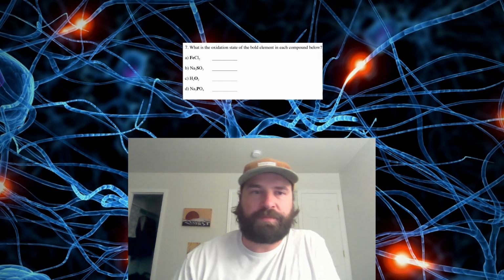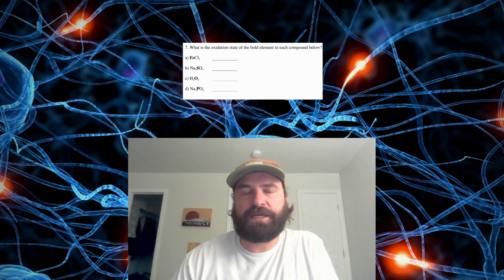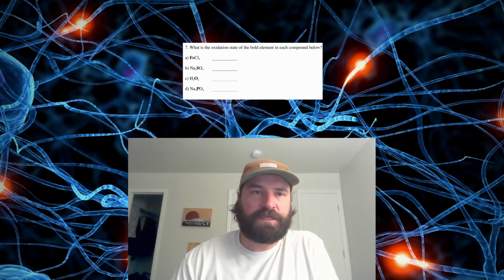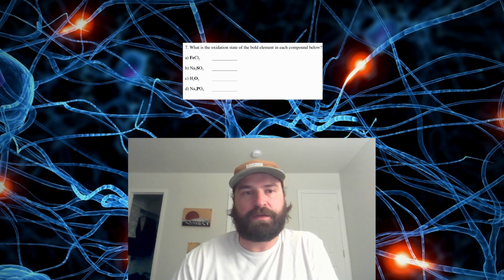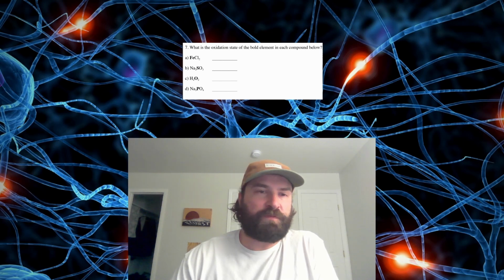All right, let's run through another chemistry question. This one says, what is the oxidation state of the bold element in each compound below? So oxidation state is going to refer to the charge, basically, on the atoms in each one of these compounds. So we have to figure out the charges on the individual atoms.